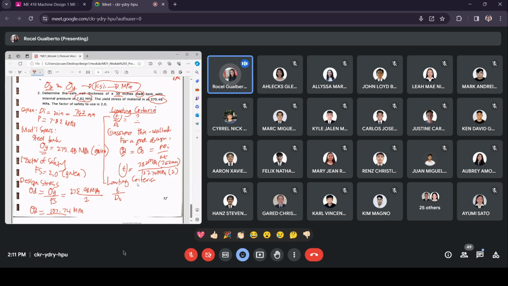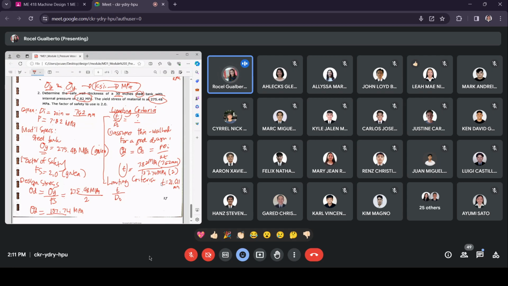21.631. Tama po ba yon? Kindly check the others. Yes po, ma'am. Same answer. 21 point, ano nga sinabi ko, anak? 631 po. 631 mm. Okay, so this is the thickness.